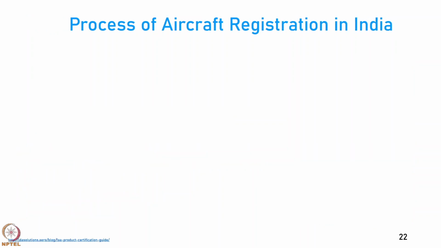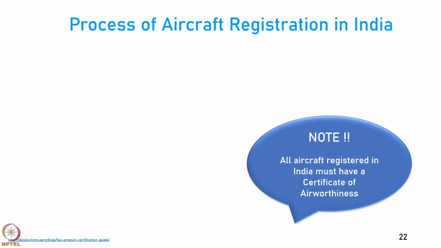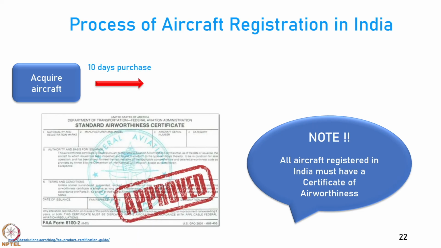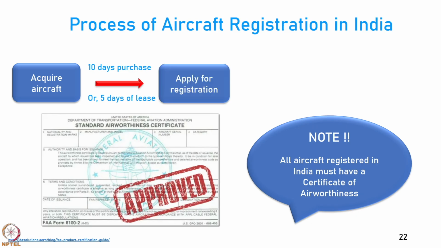Now, what is the process? You should have a certificate of airworthiness, that is a prime requirement before you can register the aircraft in India. That certificate confirms that this aircraft is safe for operation and certified for usage. The process is that first you acquire the aircraft, and then within 10 days of purchase or within 5 days of lease of the aircraft, you are supposed to apply for registration. Once you apply for registration, it takes some time, and then you get the certificate of registration.